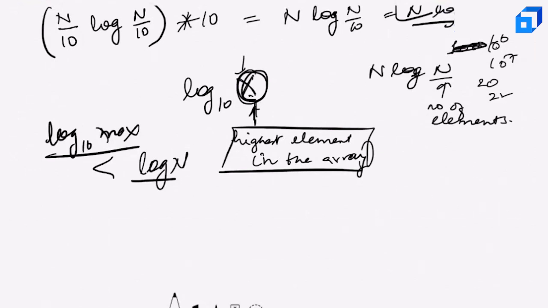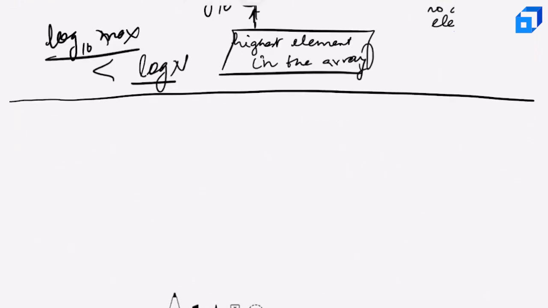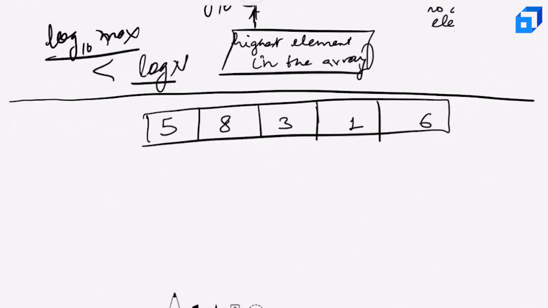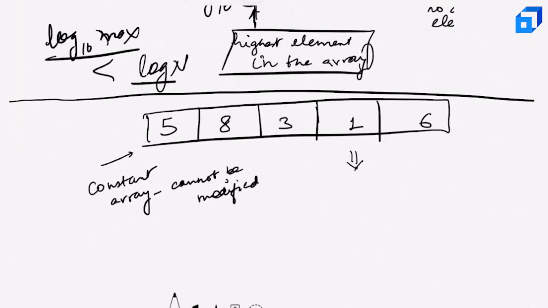All right, let's move to the next problem. Imagine you're given a bunch of numbers, which are not sorted, by the way. So let's say you have 5, 8, 3, 1, 6, some numbers, right? And you've been given this array that you cannot modify. So this is a constant array, cannot be modified. Now if this array was sorted, the numbers would be 1, 3, 5, 6, 8. Actually, let me change the numbers a little bit. Let's say this number was 7, then the numbers would be 1, 3, 6, 7, 8.